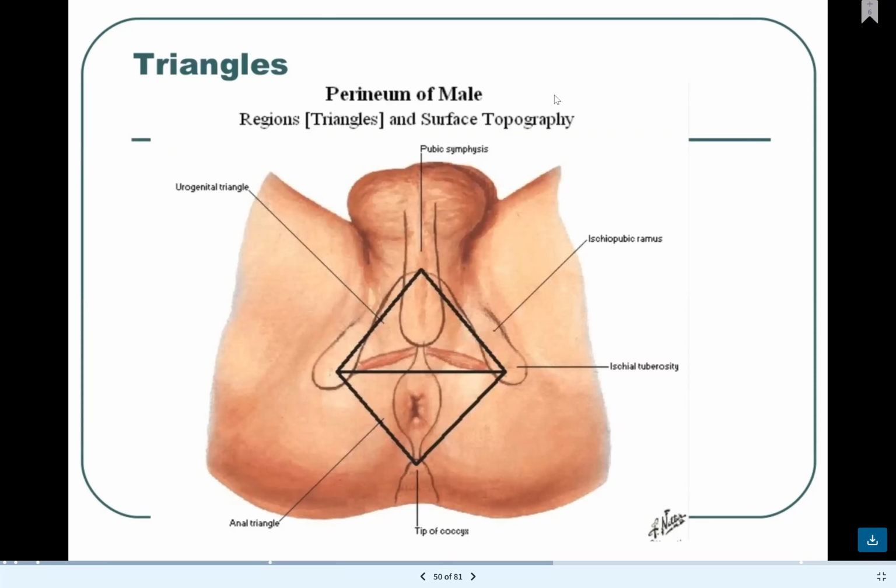Let's see the things. Let's assume this is a male, and this is the scrotal sac. The male lies down in the supine position and abducts the thighs. This is how the perineal region would look. The perineal body will be here, and these are the pubic arcs and the ischial tuberosity. This is the first triangle, the urogenital triangle, and this is the anal triangle.